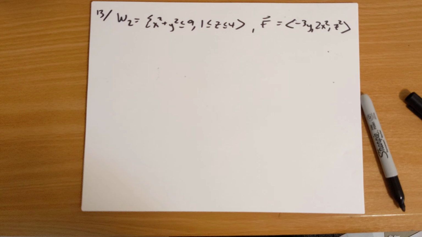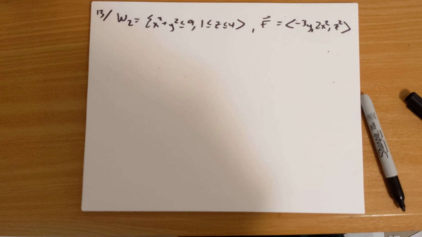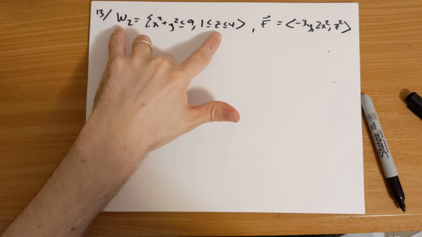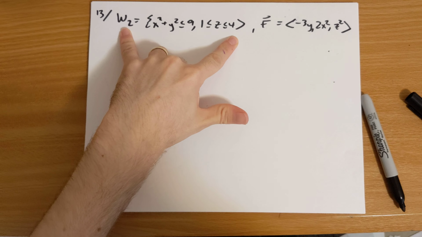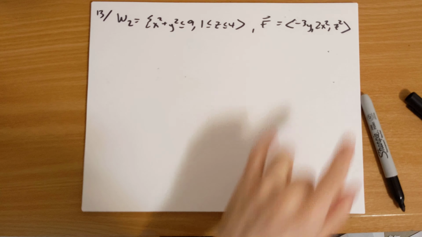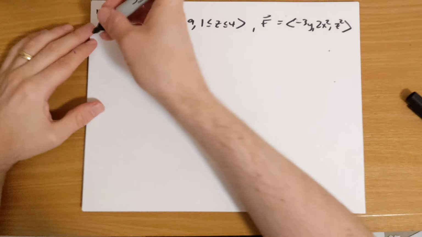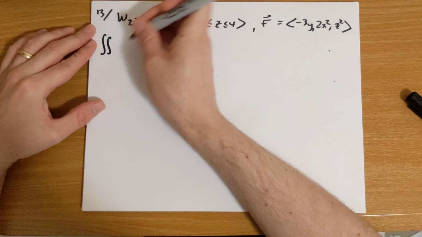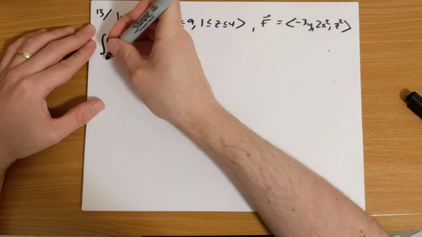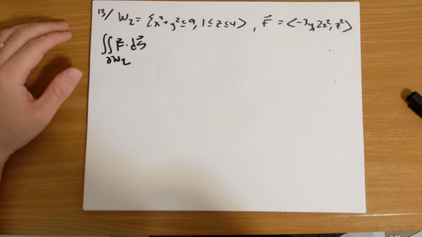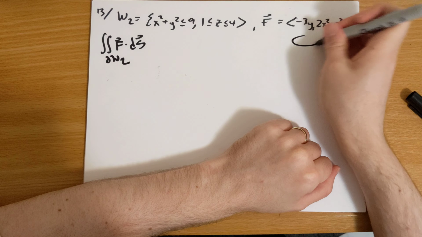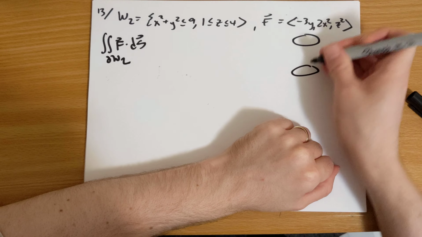Take a look at problem number 13. This is a problem where we are given this region W2. It's a filled-in cylinder in three-dimensional space, with this vector field F. And we are asked for the flux of F through the boundary of this region, that surface there.